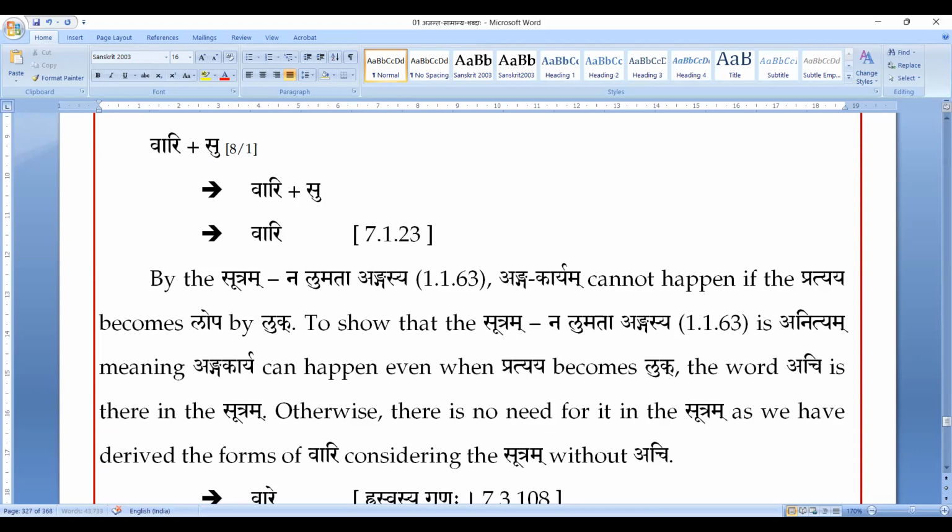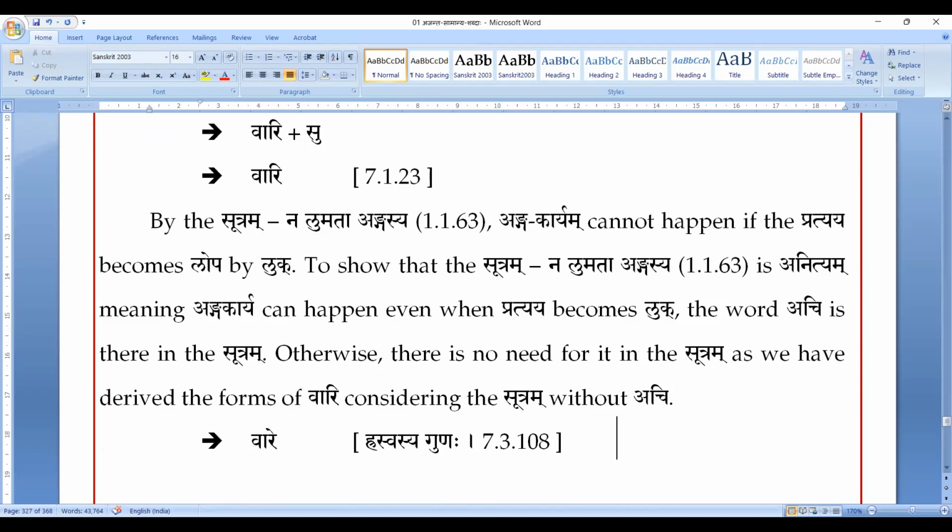Understand? Is the statement clear? Yes, sir. And because it is anitya, therefore hrasvasya guna happens. Therefore you get Vari. Therefore, Na lumata angasya is anitya, because it is anitya, hrasvasya guna happens. Therefore, we have the form Vare. This is the explanation given in the Bhashya. The reason for achi grahanam in the sutra is to convey the anityatvam of the Na lumata angasya.